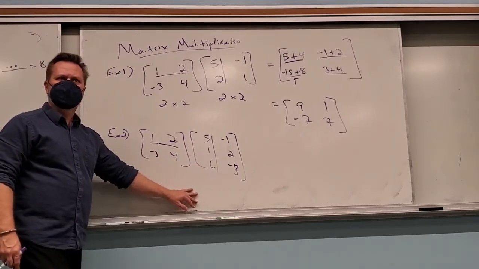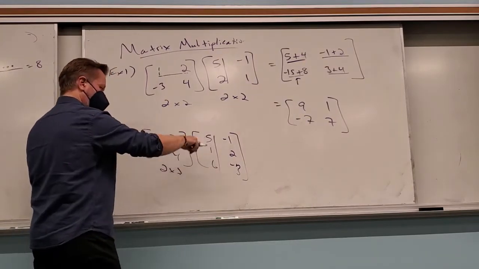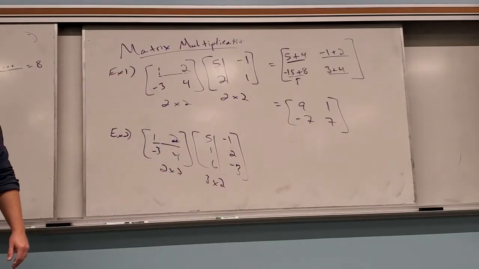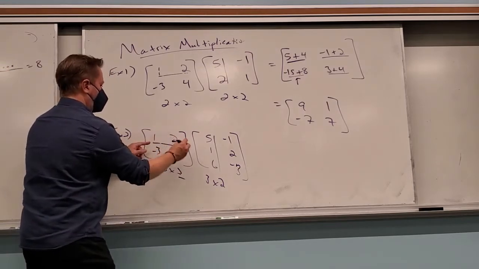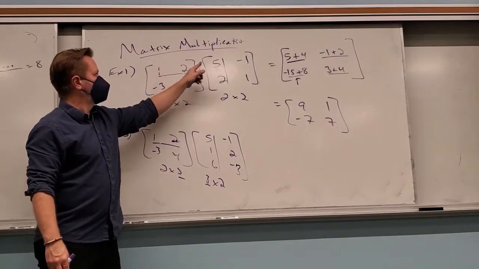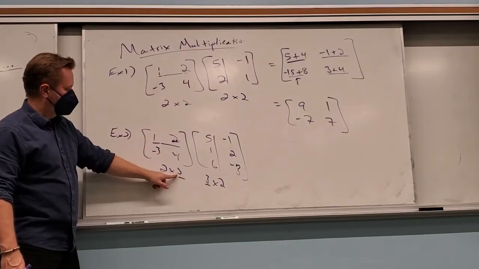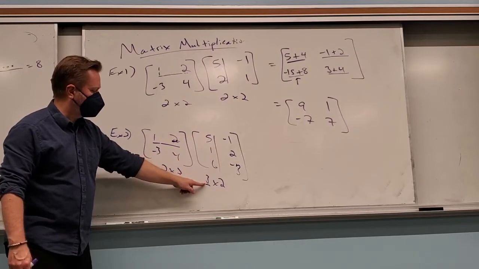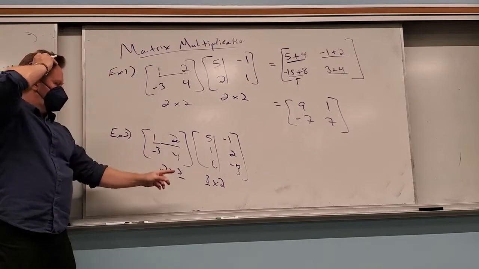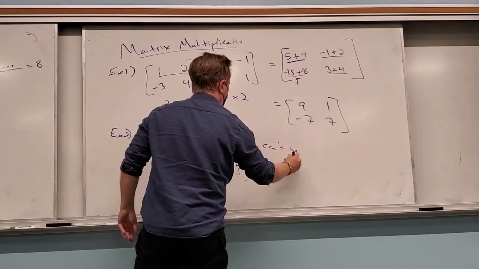You guys see that? What are the dimensions of this? 2 by 2. What's the dimensions of this? 3 by 2. Matrix multiplication will only work if the number of columns here matches the number of rows there. Do you see how it's got to have somebody to go with? So if the number of columns here does not match the number of rows there, you can't do it. Since 2 and 3 are not the same, it can't be done.